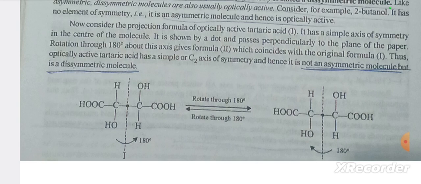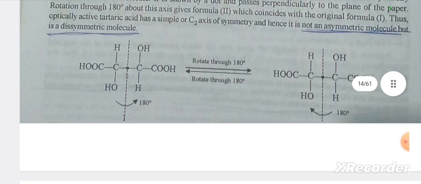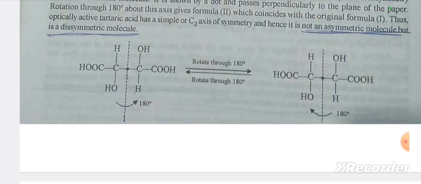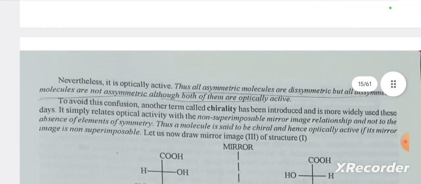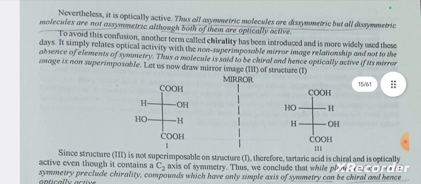Now consider the projection formula of optically active tartaric acid. It has a simple axis of symmetry in the center of the molecule. It is shown by a dot and passes perpendicularly to the plane of paper. Rotation through 180 degrees about the axis gives the formula which coincides with the original formula. Thus, optically active tartaric acid has a simple or C2 axis of symmetry and hence is not an asymmetric molecule but is a disymmetric molecule. Nevertheless, it is optically active.